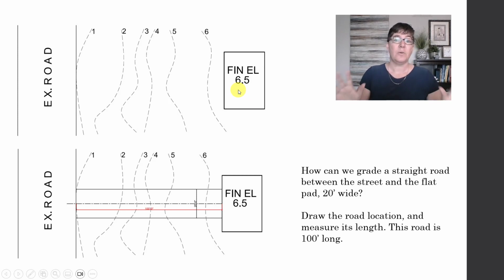The question is, how can we grade a road just to go straight between the street and our flat pad? And our road is going to be 20 feet wide, so it'll look about like that. If you measure the length of the road, it's going to be 100 feet long.